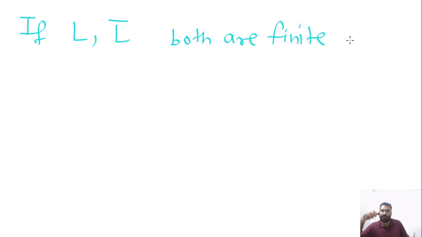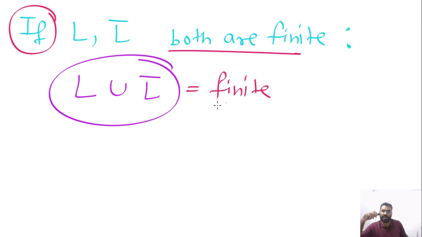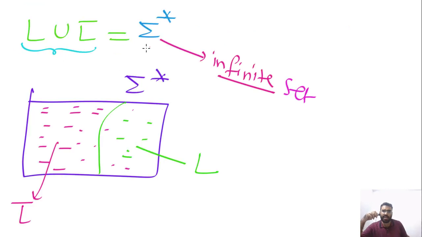I can say that if L, L complement both are finite, then what will happen? If L is finite and L complement is finite, then definitely their union will also be finite. But L union L complement is sigma star, which should be an infinite set. So there is a contradiction.